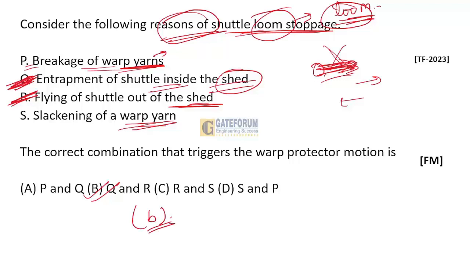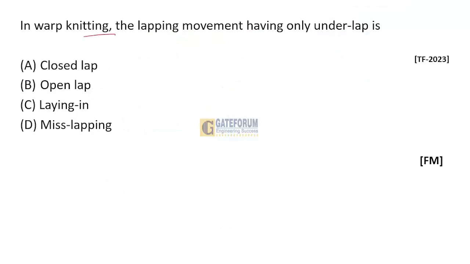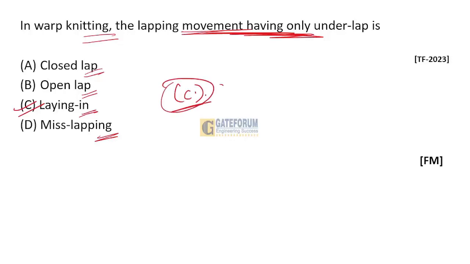Now coming to the next question, it says that in warp knitting, the lapping movement having only underlap is: close lap, open lap, laying in, and mislapping. In case of warp knitting, laying in is the lapping movement in which the warp ends are laid in between the old ones, that is used basically for the purpose of creating open or transparent fabrics. So it is a direct question. You can say that option C, laying in, is the correct answer. This laying in happens during the underlap movement, and it occurs during the warp knitting process only.